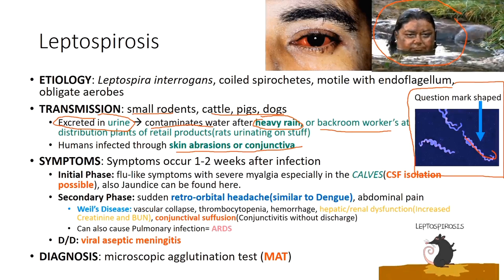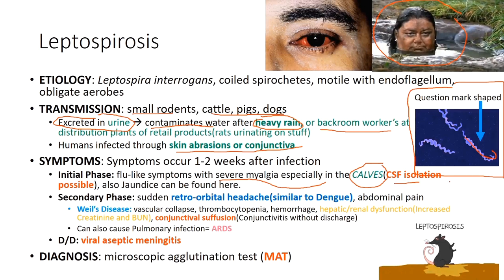So symptoms occur about a couple weeks after the initial infection. You can have flu-like symptoms and severe myalgia. And one of the classic places you actually find this is in calves. So if you see someone having severe myalgia of the calves, this is something you want to be thinking of for leptospirosis. This is a very high yield point. Not a lot of things cause specifically calf pain, which is super weird.